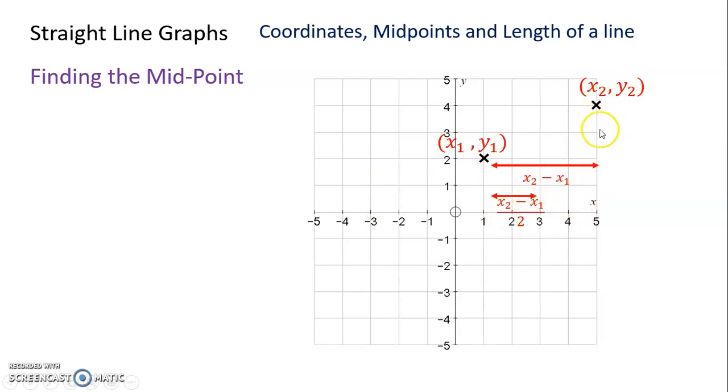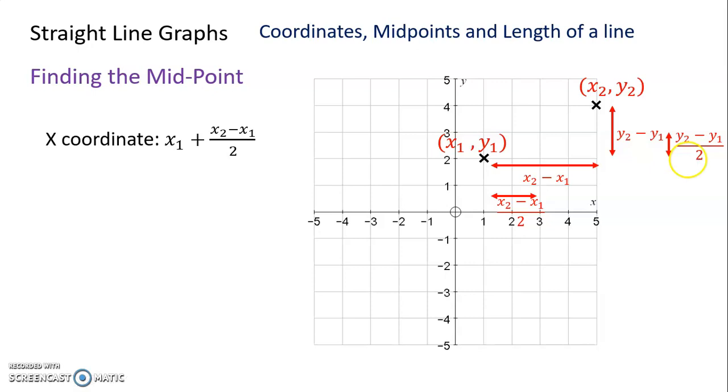Now going up between the two as well, I looked at the difference between the y coordinates, y2 minus y1, and I wanted to go half that distance. So I halved it, y2 minus y1 divided by 2. And then what I had to do was add those two different amounts of x and y to where I started. So I did x1 plus this distance, which is what I've got written over here. And then I did y1 plus this distance, which is what I've written down over here.